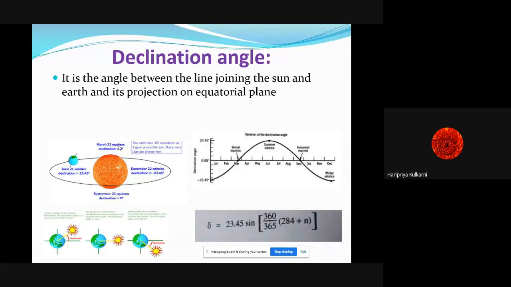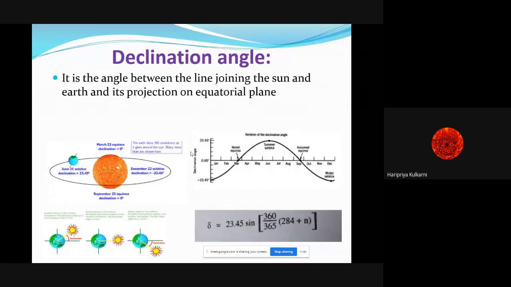Then on 22nd March, we have zero declination, as well as on 23rd September, we have zero declination. So all of you are familiar with your geography subject, Uttarayan and Dakshinayan, right? So these are the two halves distributed throughout the whole year. Half of 6 months it is Dakshinayan, half year it is Uttarayan, okay?